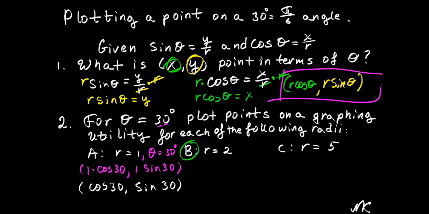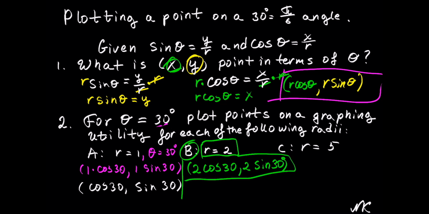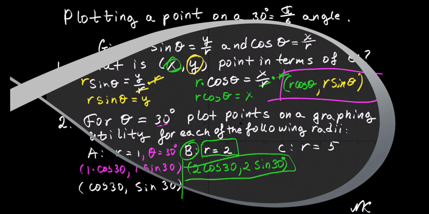So for point B, we need to substitute 2 for the radius. We get 2, which is the radius, times cosine. The angle is still 30 degrees, comma, 2 times sine, and the angle is still 30 degrees. And this will be our point for B: 2 cosine 30 and 2 sine 30. So let's go back to the graphing utility.